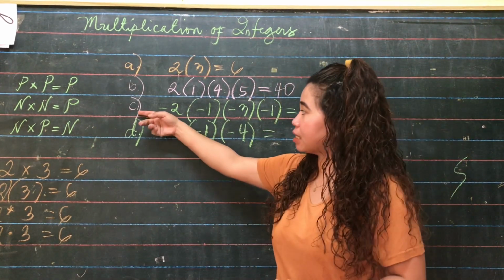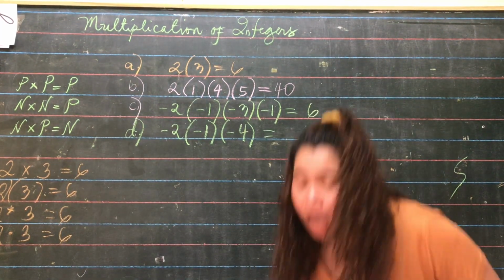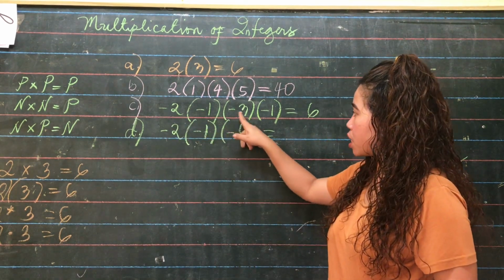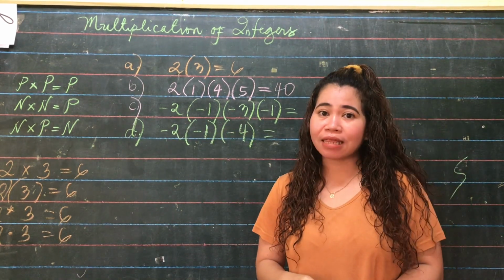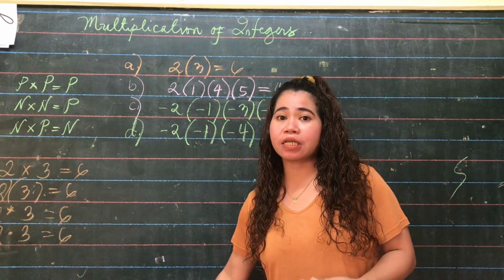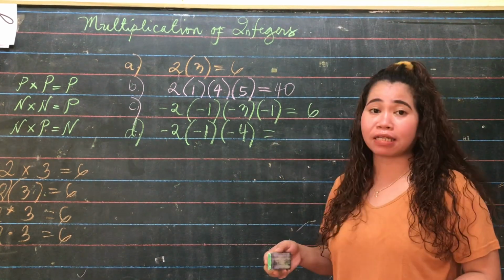Okay, back to letter C. How many negative numbers are being multiplied in letter C? Let's count. 1, 2, 3, 4. So it is even. If the number of negative numbers being multiplied is even, the answer is automatically positive.